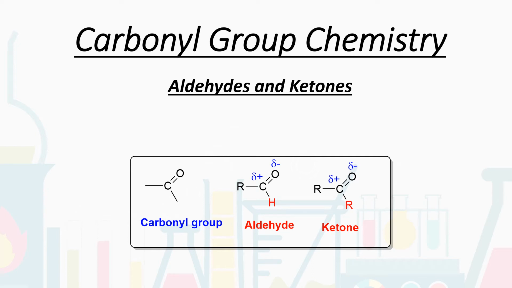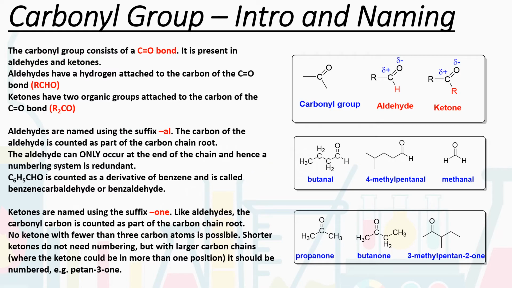Hi everyone, today a video on carbonyl group chemistry, specifically looking at aldehydes and ketones. So the carbonyl group consists of a C=O double bond, and it's present in aldehydes and in ketones. They both contain a C=O double bond. Aldehydes have a hydrogen attached to the carbon of the C=O double bond, along with some kind of carbon-based group, an R group. So we can write these down as RCHO.